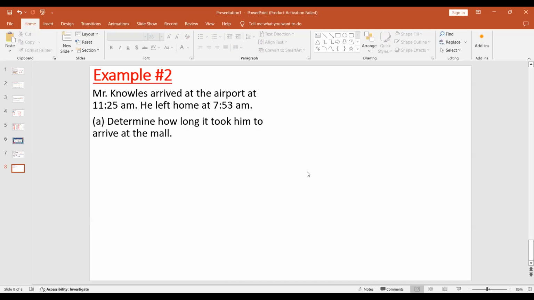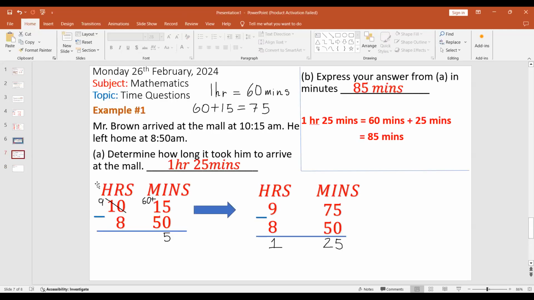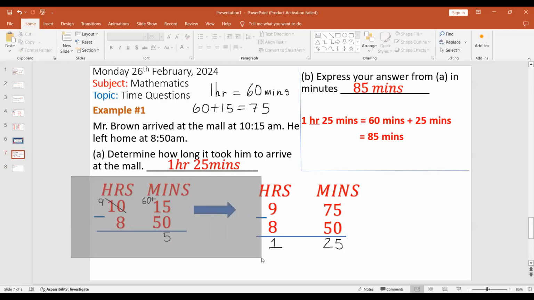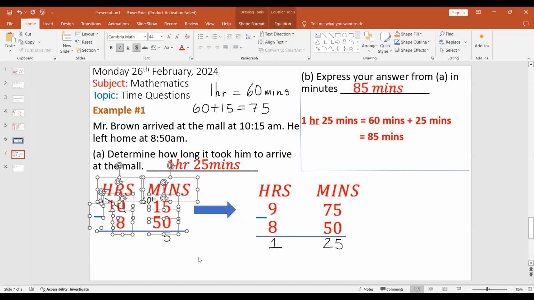7:53. Good. So we want to figure out how long it took him. What operation are we going to use? Addition, subtraction, multiplication, or division? We're going to subtract. That's the operation we're going to use.